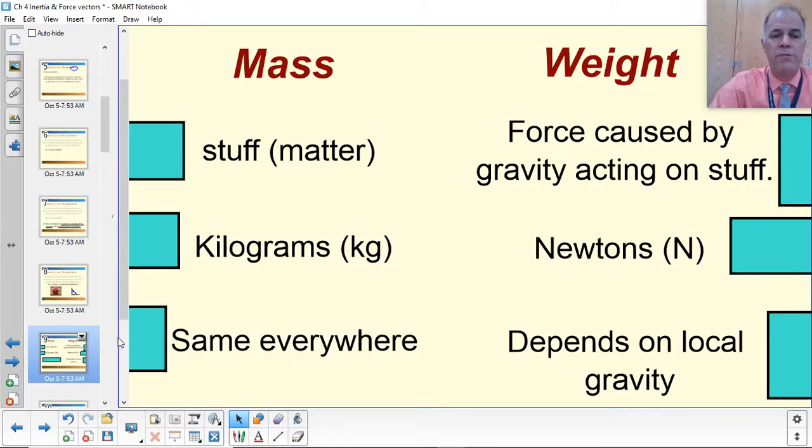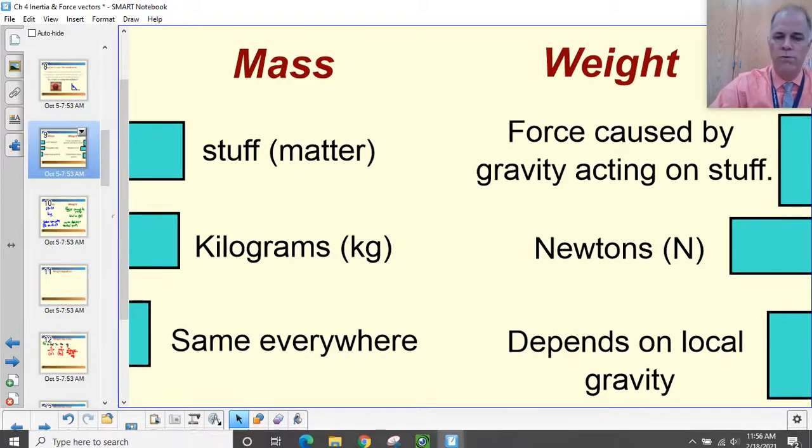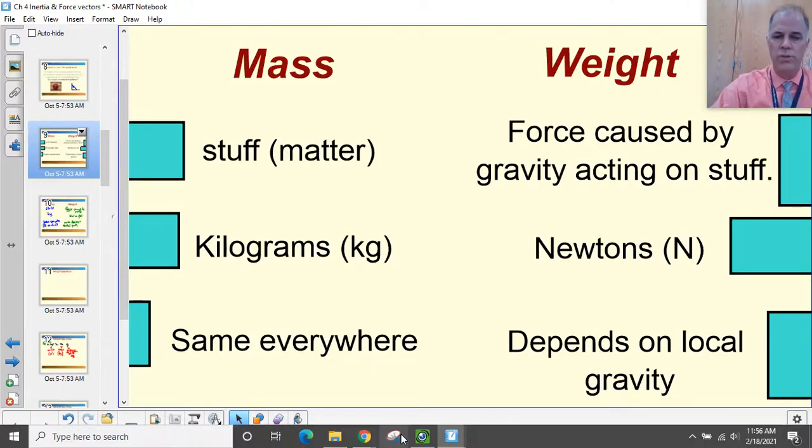Okay, so to finish up here with mass, the mass of an object is the same anywhere in the universe where we take it because the amount of stuff in the object never changes. Weight does change because it depends on the local gravity. So that's mass versus weight. Let's move on now to the second law, Newton's second law.